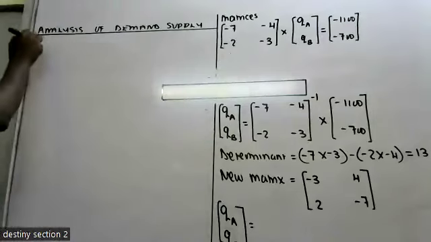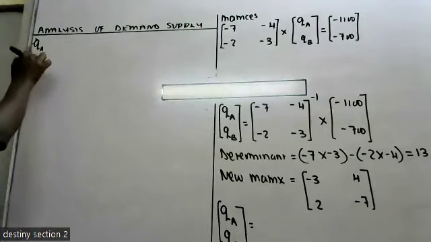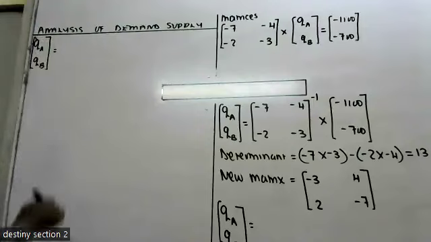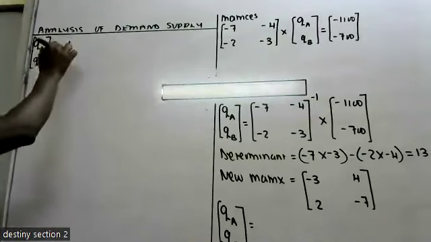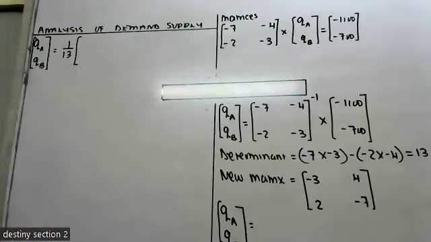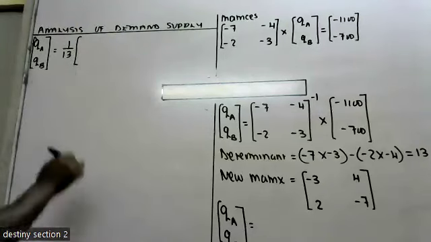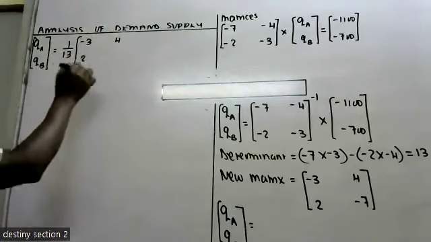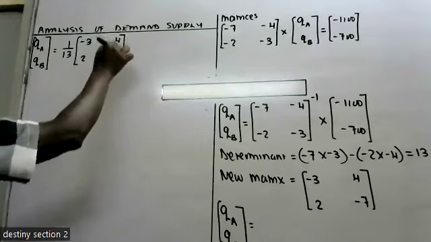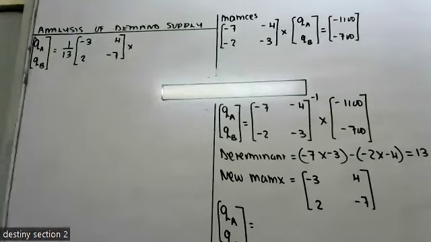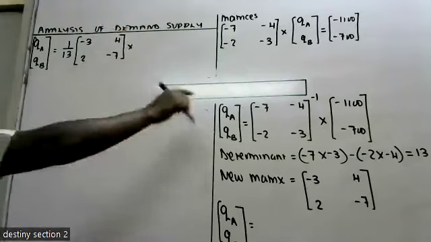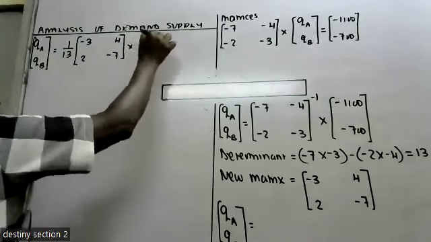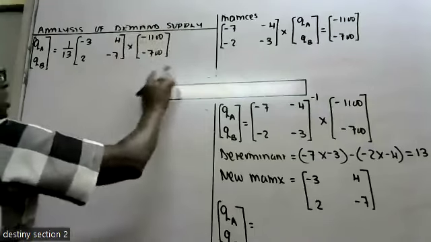So QA and QB should be arrived at as 1 out of the determinant, so 1 out of 13, multiplied by the new matrix. The new matrix is -3, 4, 2, and -7. You multiply by the other matrix there, -1100, -700.